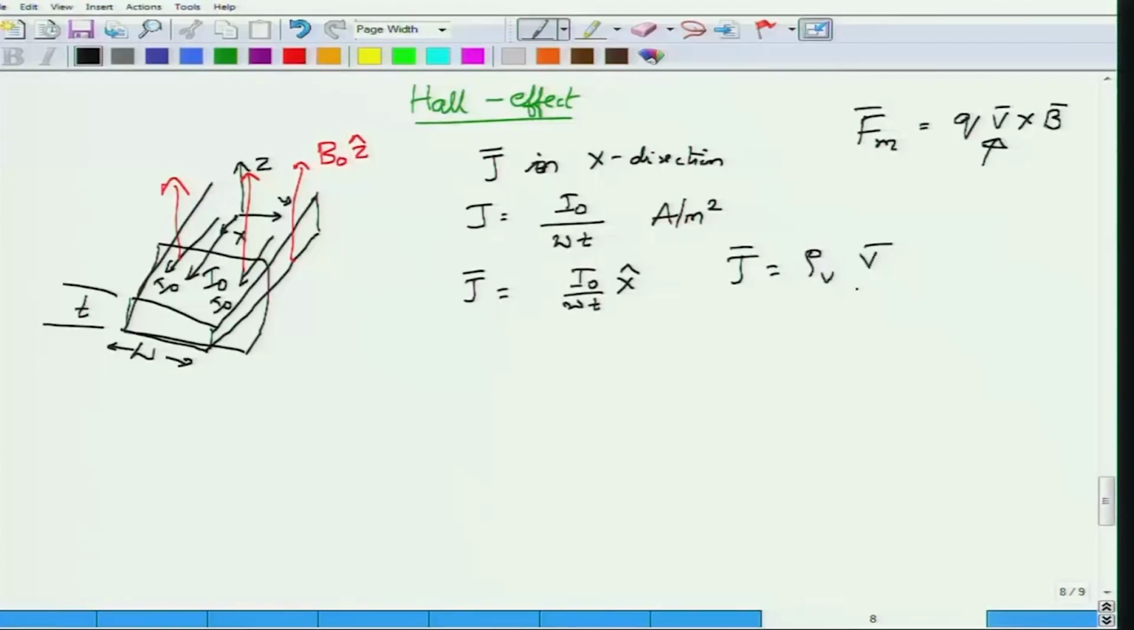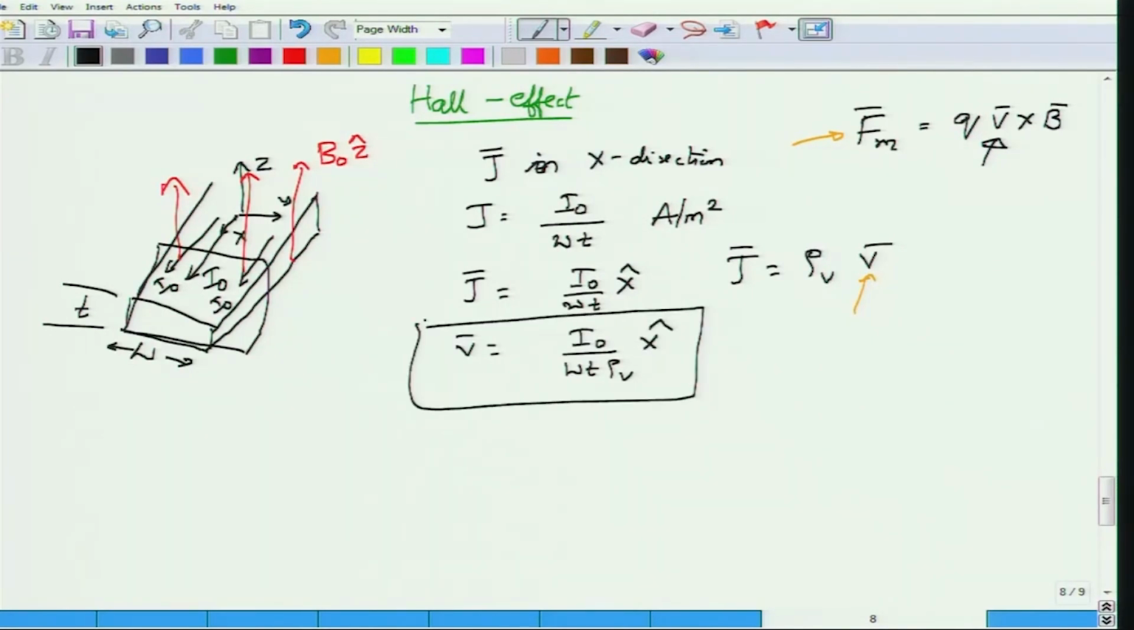So this is my first step, this is my second step, and the third step would be to evaluate the total force on the charge carriers, okay. So using this expression, I know what J is, I can easily find out V. V is given by I0 divided by Wt rho V going along X direction, okay. So I have completed the first step.